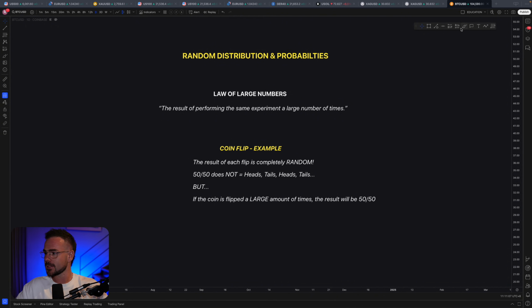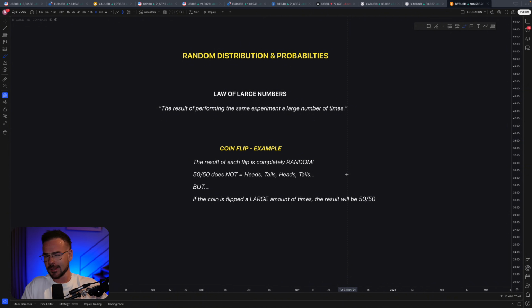Now, the first concept is the law of large numbers. The law of large numbers is essentially the result of performing the same experiment a large amount of times, and how that result is going to be very different compared to a very small sample of experiments. The coin flip is a really good example of this. Everybody knows a coin flip is 50-50. That should mean it should be heads, tails, but it doesn't work like this.